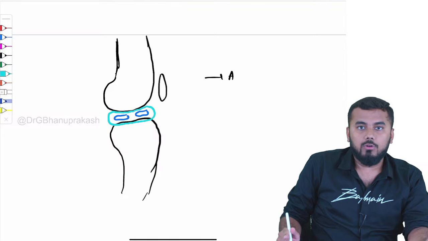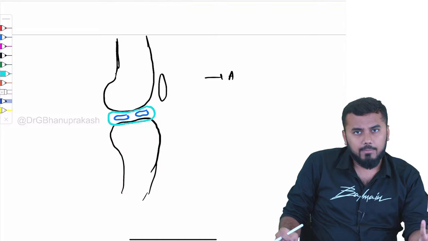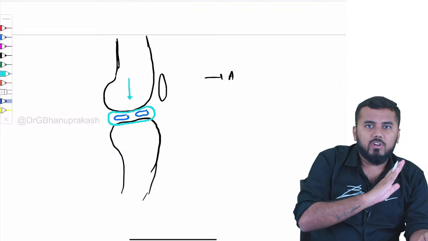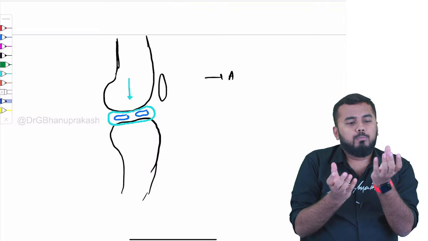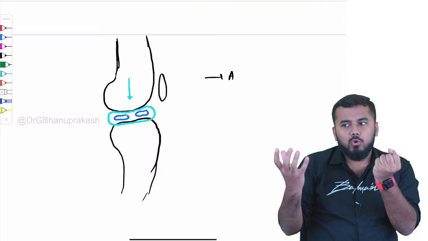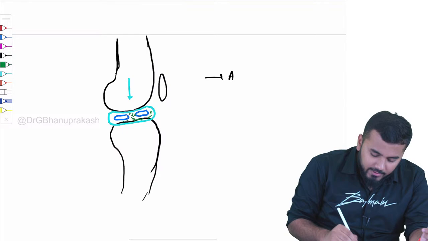Sometimes what will happen is that due to overcompression or due to some other reason, mostly due to compression, the synovial fluid pushes onto one side. Same like a balloon, you take a balloon, you compress on one side, the air will go onto the other side, it will bulge on the other side. You compress the right side, the air will shift to the left. The same thing. When there is a lot of fluid here and when there is a compression, all the fluid goes on to one side.